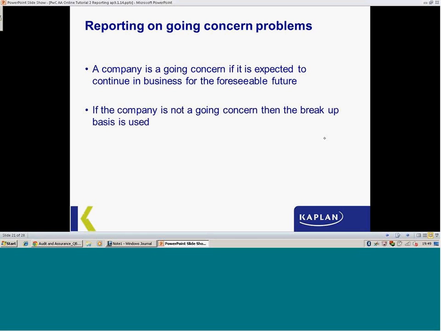If it's not a going concern, we use the break-up basis of accounts. So it's between the break-up basis and the going concern basis. There are two fundamental big differences between preparing your accounts on the break-up basis and preparing accounts on the going concern basis. Do you know what they are?